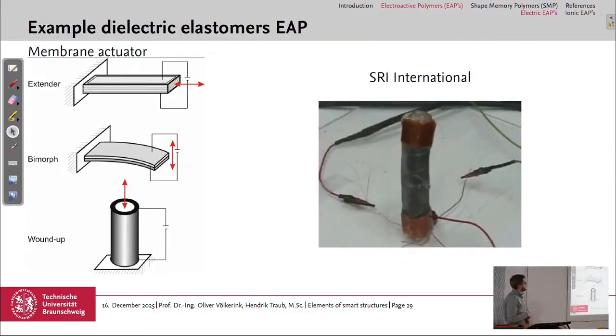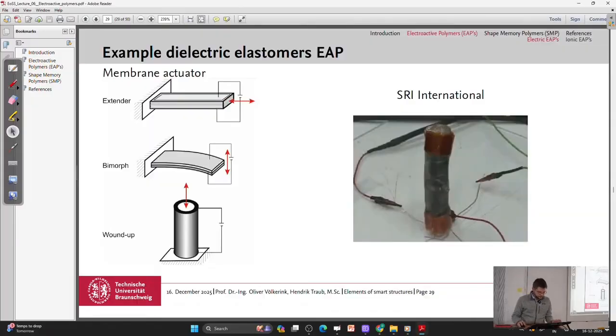Okay, what can you do with it? You can use it as a membrane actuator, where you just get the extension in this direction. So you use the in-plane extension. You can build up a bimorph, with one side an actuator and one side a structural material, and then you can bend it down and up, or you can wind it up and have this kind of actuator. And for this I also have a video.